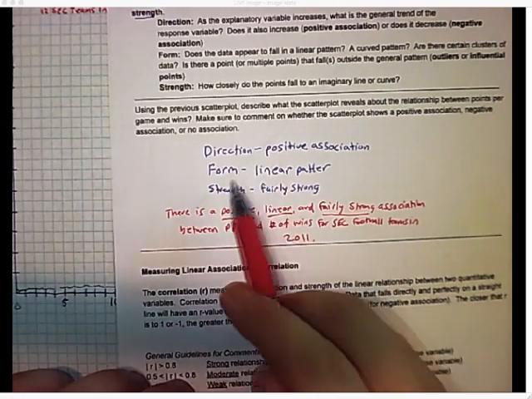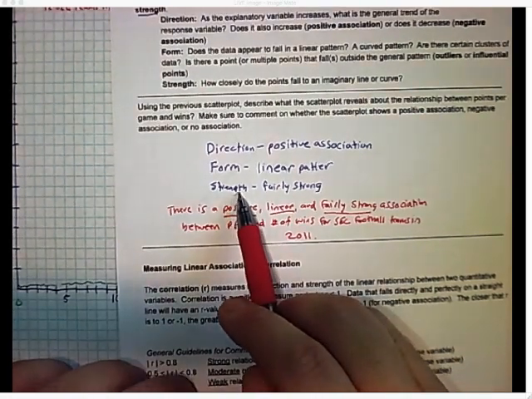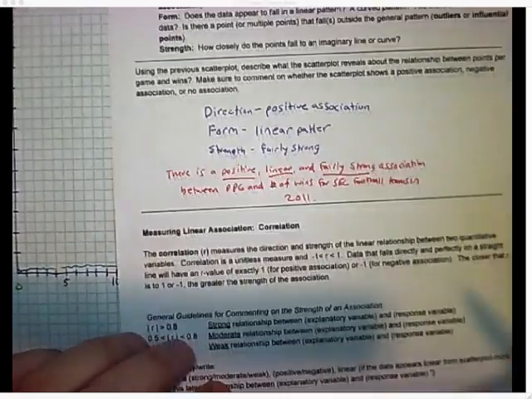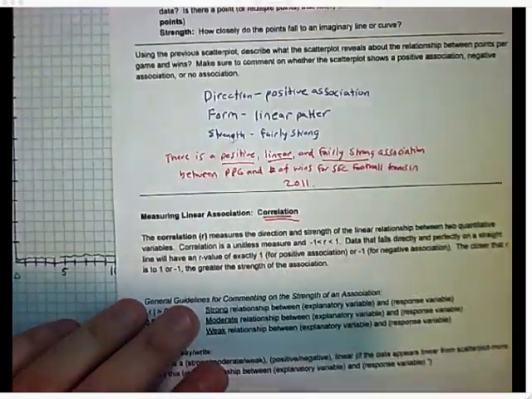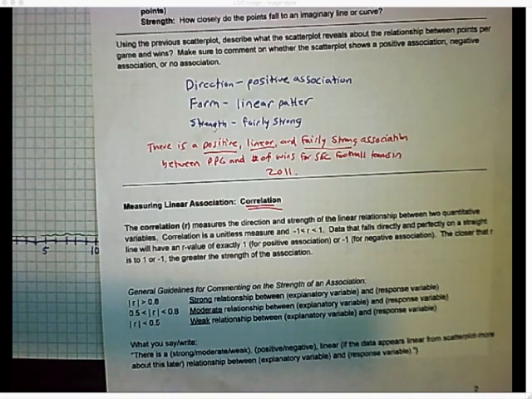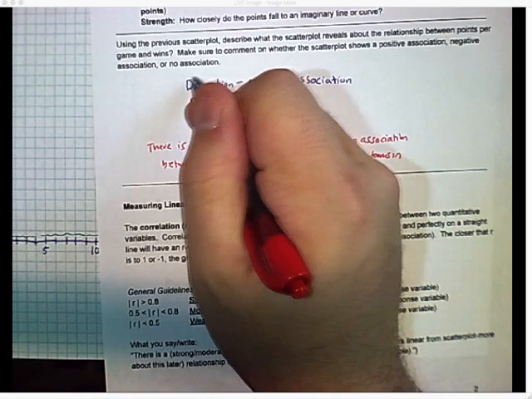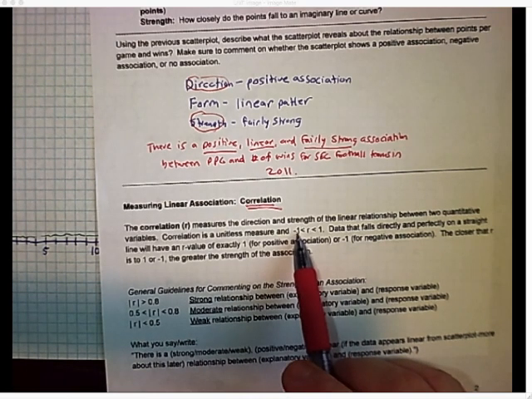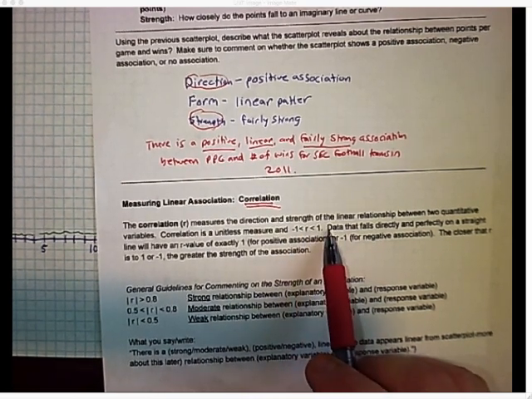Now, there's actually a numerical way that we can measure the strength, and it's called correlation. The correlation R measures the direction and the strength, so it actually does two things. Correlation is a unitless measure, so it doesn't have a unit at the end, like feet or anything like that. And a correlation value is always between negative 1 and 1.